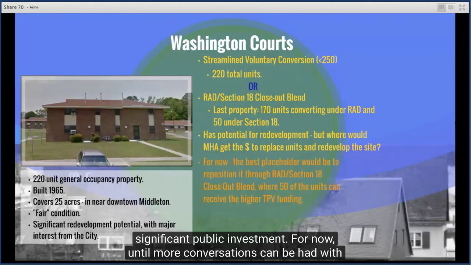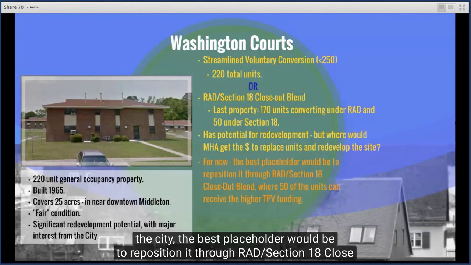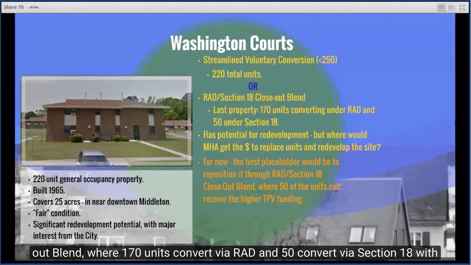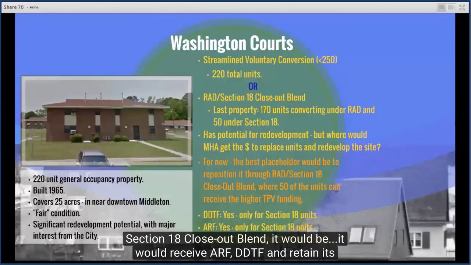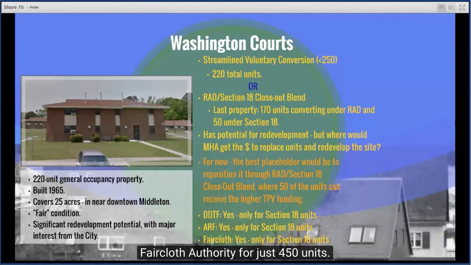For now, until more conversations can be had with the city, the best placeholder would be to reposition it through the RAD Section 18 closeout blend, where 170 units convert via RAD and 50 convert via Section 18 with the higher TPV funding on those 50 units. By removing the units through the RAD Section 18 closeout blend, it would receive ARF, DDTF, and retain its Faircloth Authority for just the 50 units.